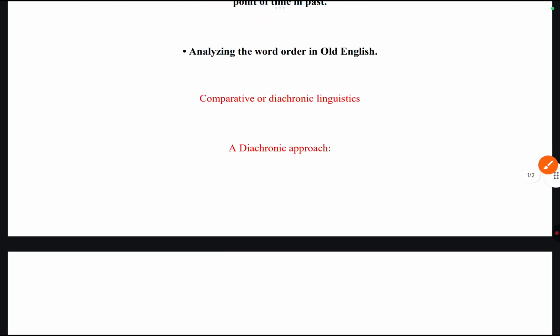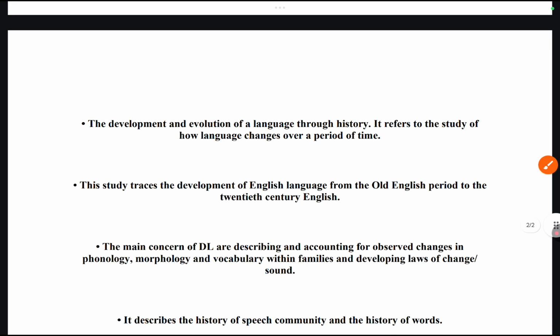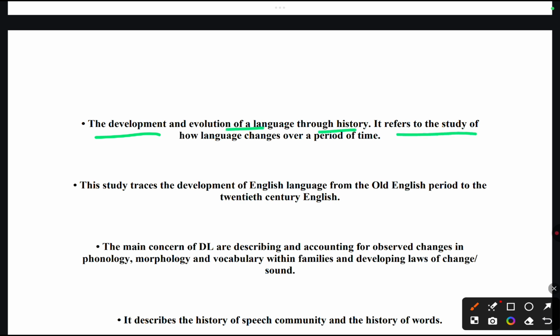Now comes diachronic or comparative linguistics. Now friends, as the name itself suggests, comparative means we are going to study the language through history. We are going to see how the language had its features in Old English. Now what are the changes which came in Modern English, that we are going to study through diachronic linguistics. So what does the diachronic approach give? It is the development and the evolution of a language through history. It refers to the study of how language changes over a period of time.